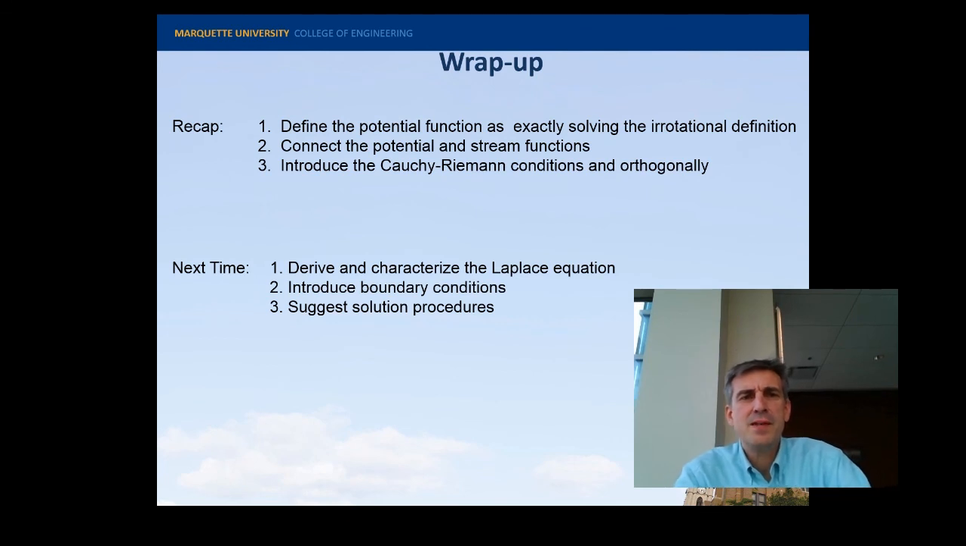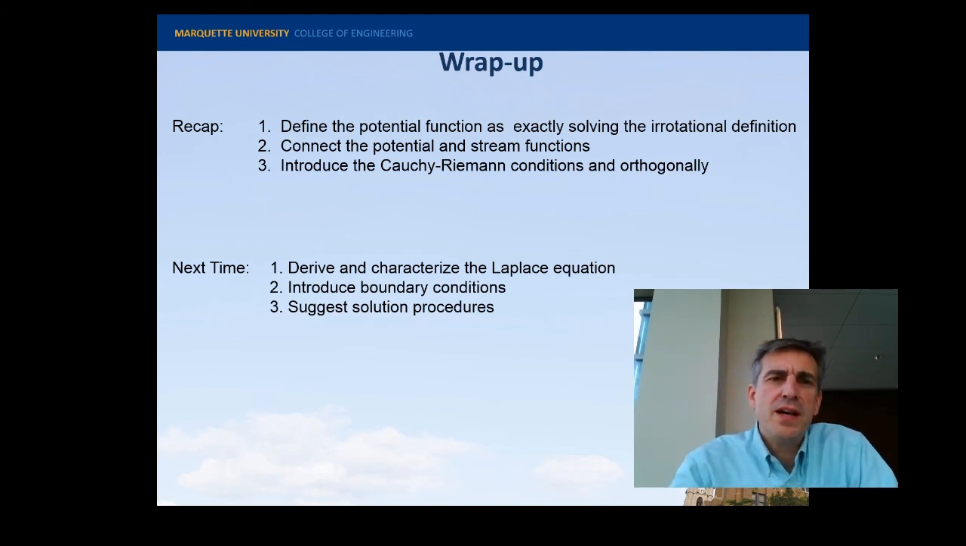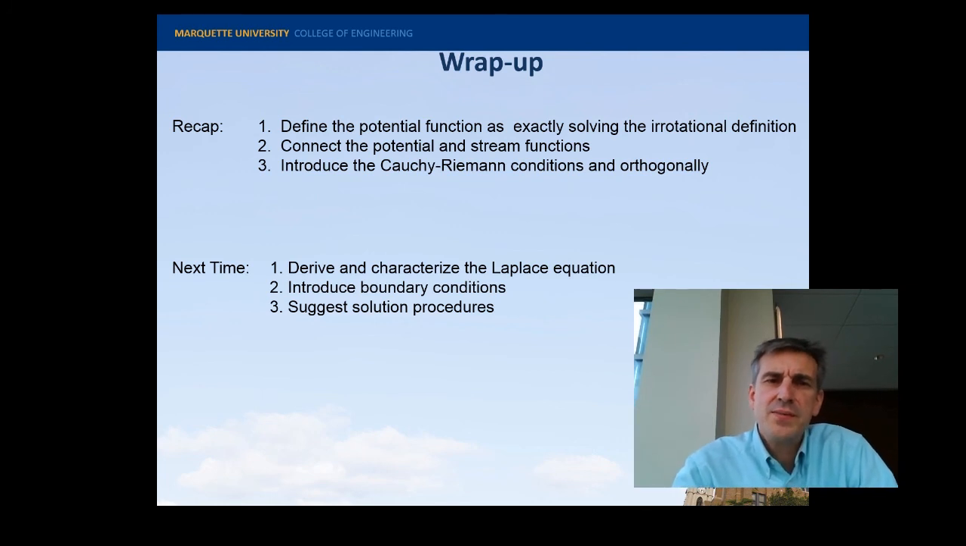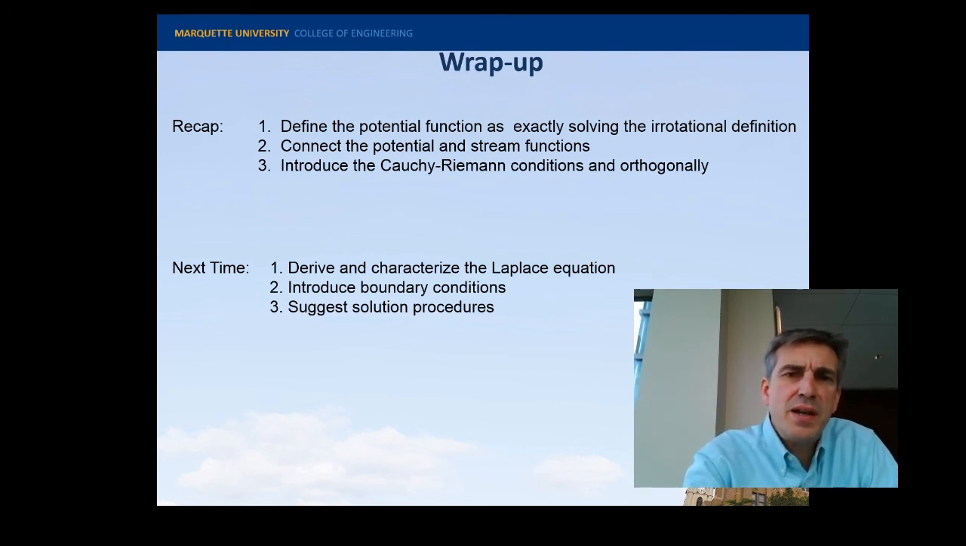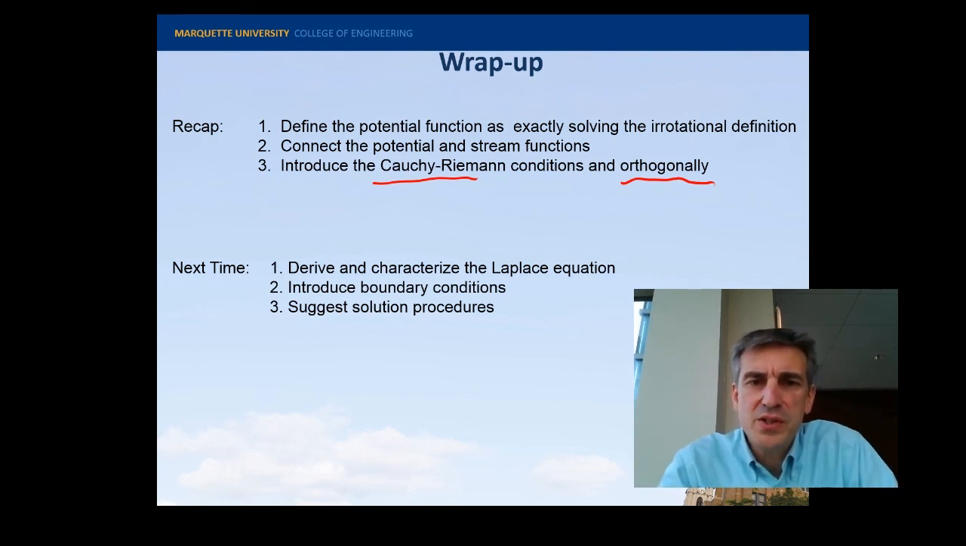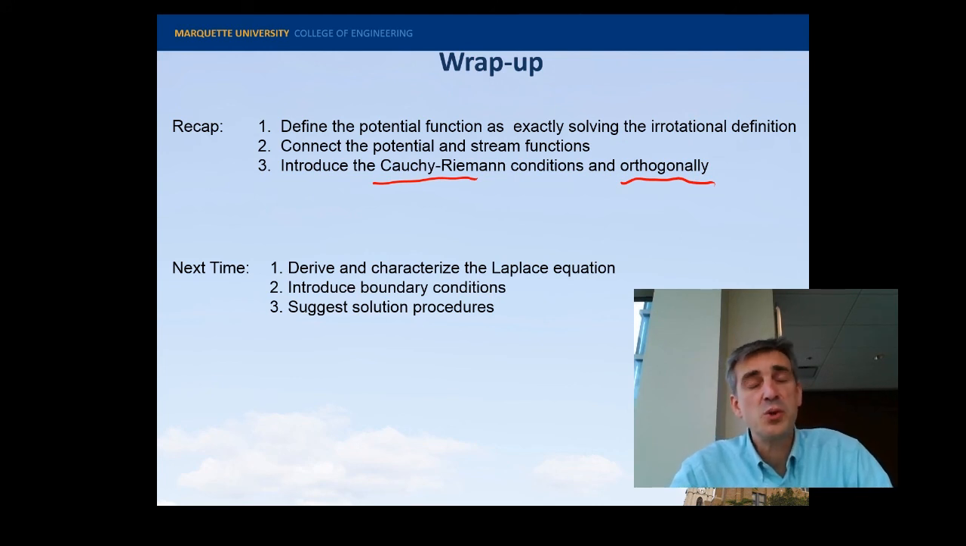All right, so to wrap up this lecture, we defined the potential functions as solving exactly the irrotational definition. We connected the potential and stream functions together, and we introduced the Cauchy-Riemann equations and this idea of orthogonality. Next time we're going to derive the Laplace equations, and we're going to characterize it a bit. We're going to introduce boundary conditions to the Laplace equations, and then I'm going to do a quick example of a solution procedure for the Laplace equation.